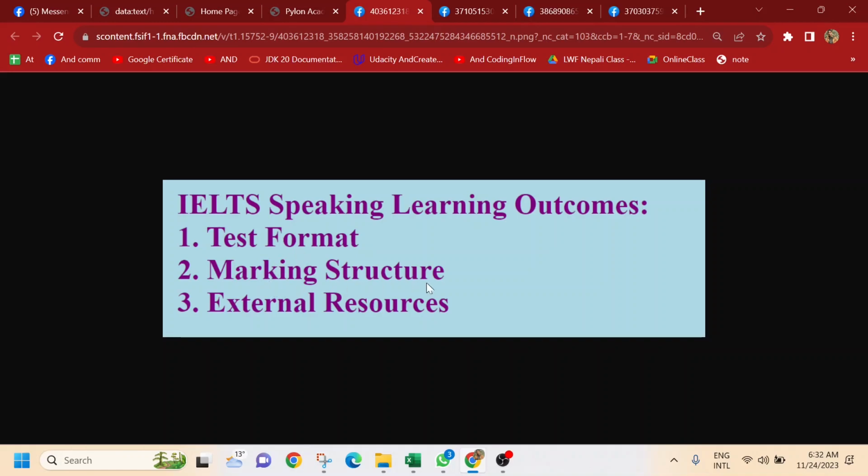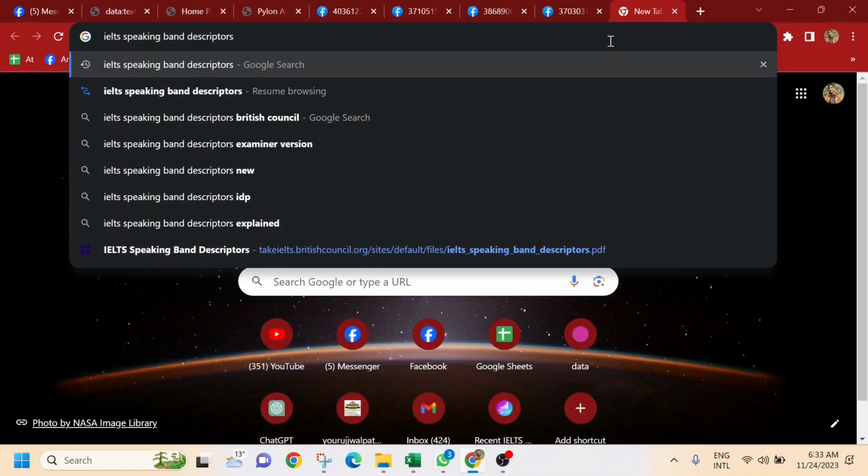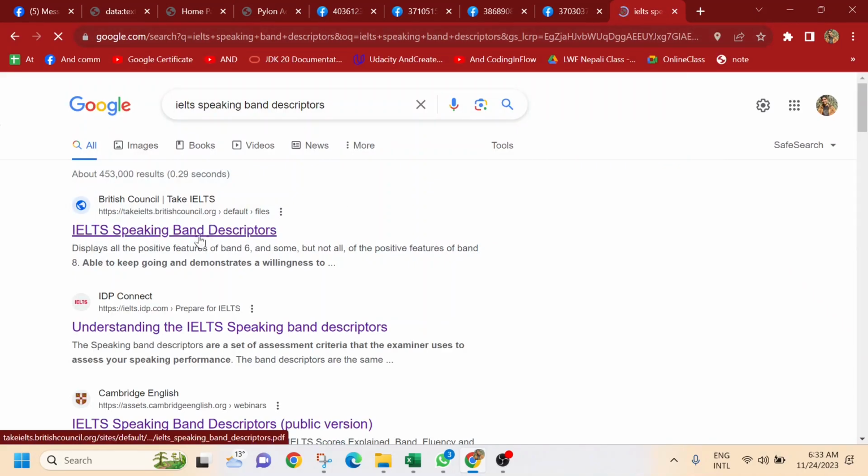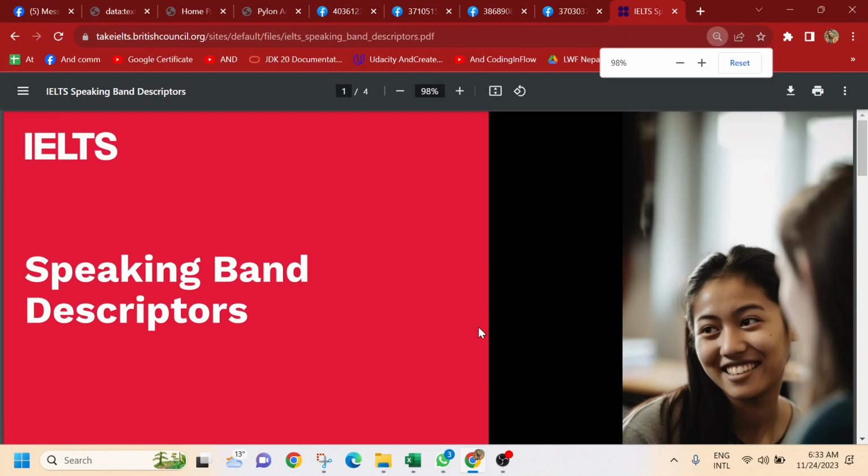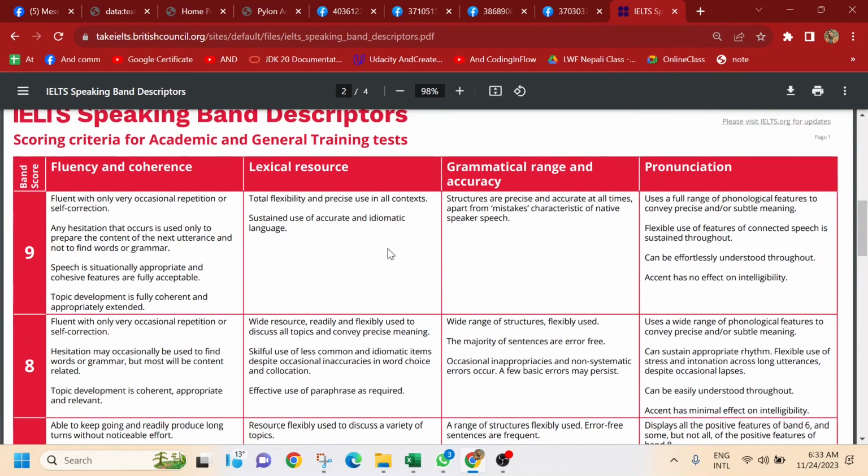Now we are moving to the marking structure of the IELTS. IELTS speaking band descriptors. If you search this item on Google, you can find links. I'm going with the first one. Your speaking test will be assessed in terms of 4 criteria. The first one is fluency and coherence. The next one is lexical resource. The third one is grammatical range and accuracy. The last one is pronunciation.